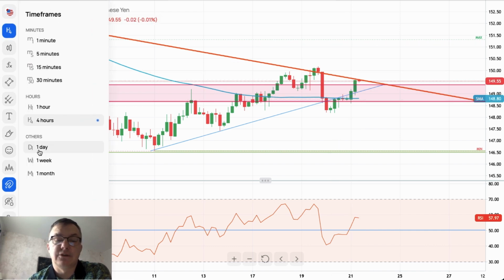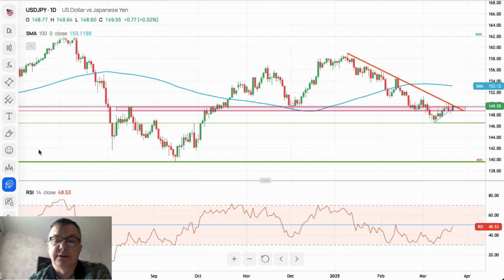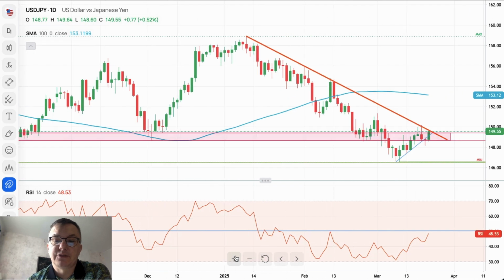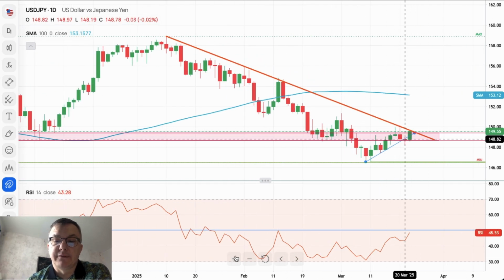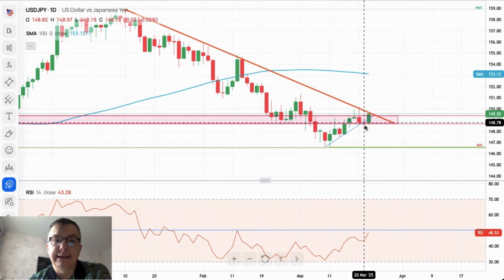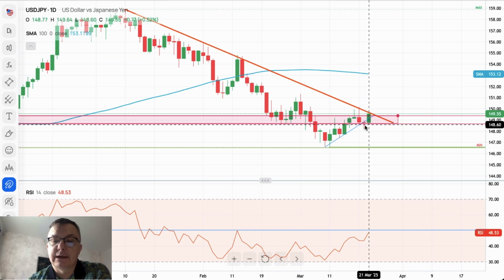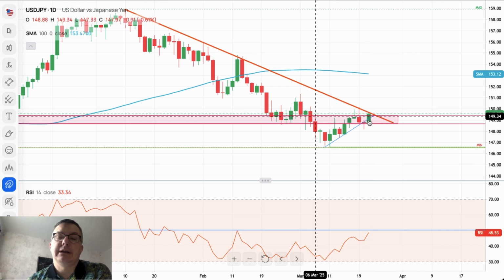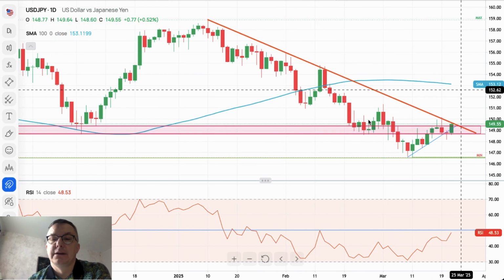On a daily time frame chart, this looks even more interesting because we have a pin bar here with this low at 148.19. Very nice engulfing candle here. Green candle, strong candle, again testing that trend line resistance.